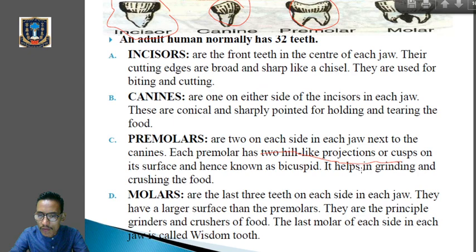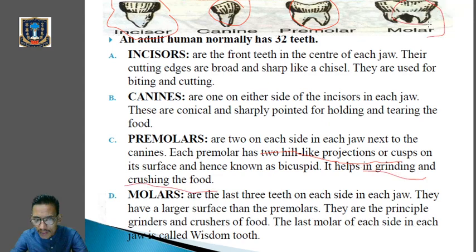Then comes the molar. We have 3 teeth at the back on each side in each jaw. They have a larger surface than the premolar. If you look at the structure of the molar, it has a larger surface than the premolar. They are the principal grinders and crushers of the food, and the last molar of each side in each jaw is called the wisdom tooth.